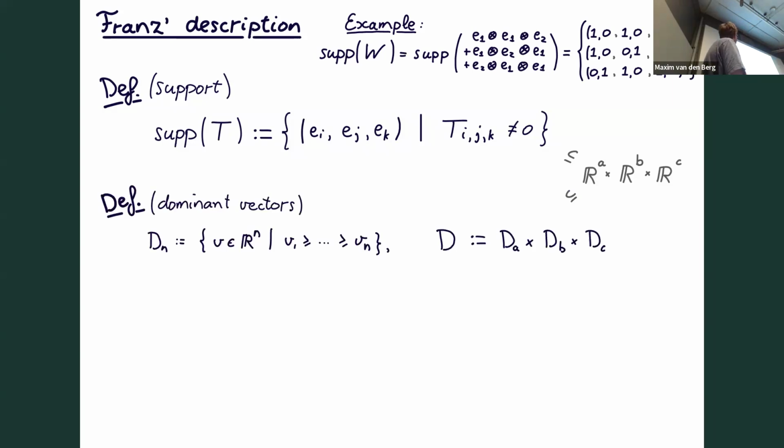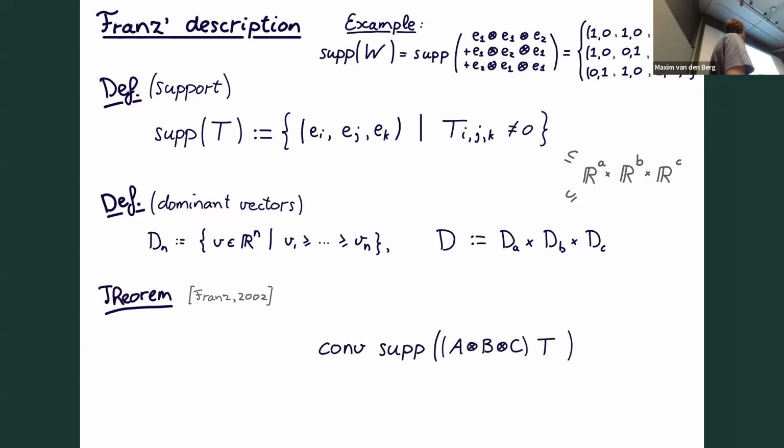Okay, I want to define something else, which is something called dominant vectors. They're just the vectors in R^n that are sorted from big to small. And then I want to do this on the three systems that I'm looking at, so that would be d_A, d_B, d_C. Okay, and now I want to define, given Franz, the characterization of the moment polytope.